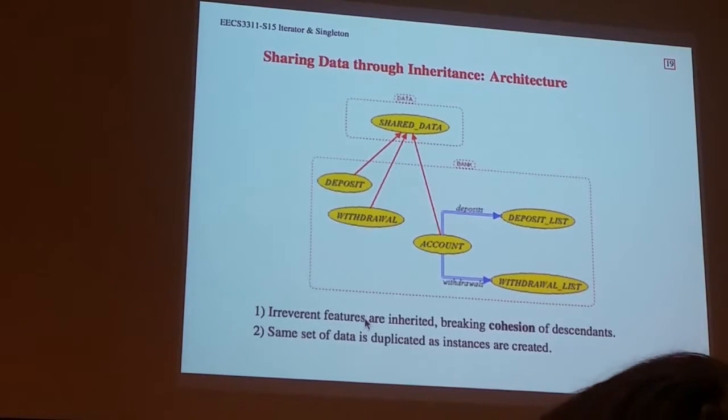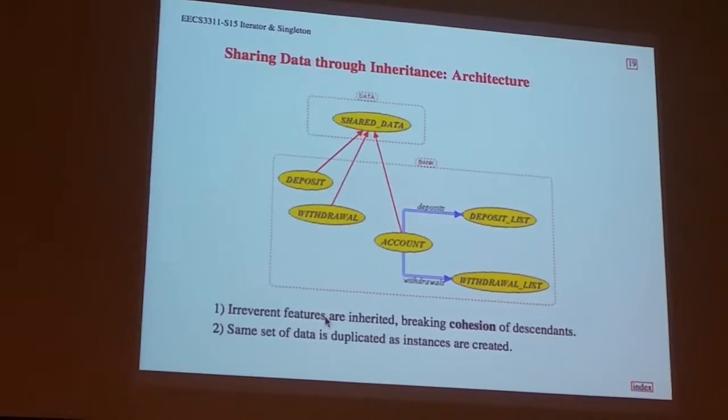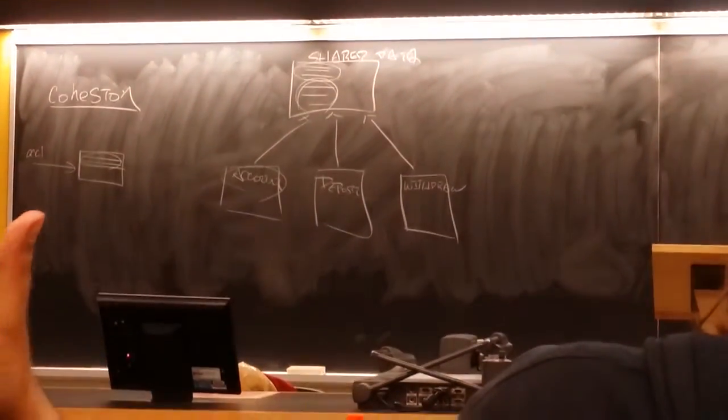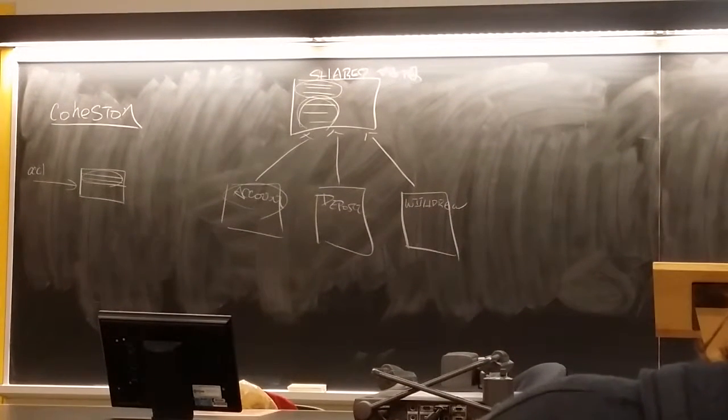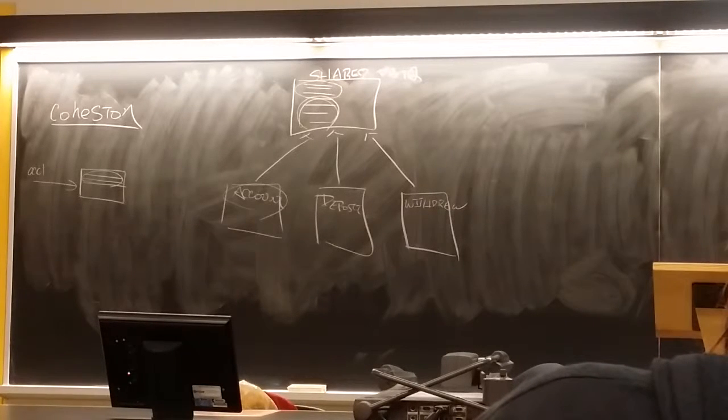I'm pretty sure you heard about this term 10, 20 years ago, cohesion. When you do your class design, cohesion is very important. Cohesion means you have to make sure you only group relevant features in a single class. You never include any irrelevant features in a single class.